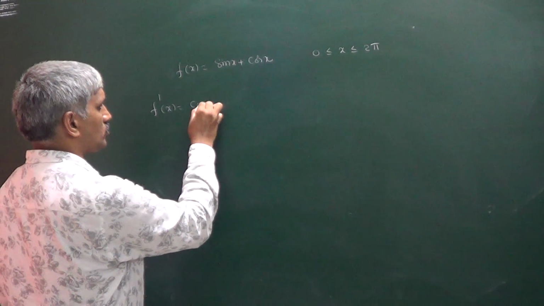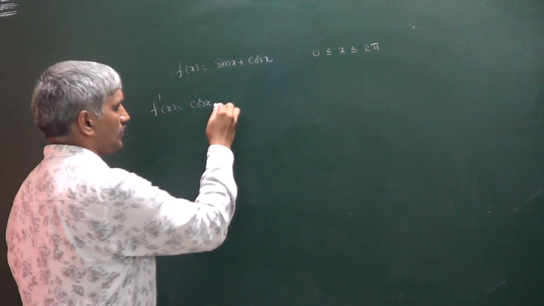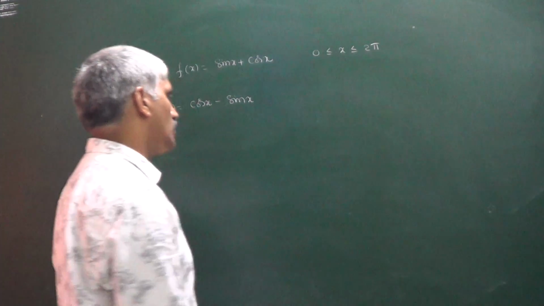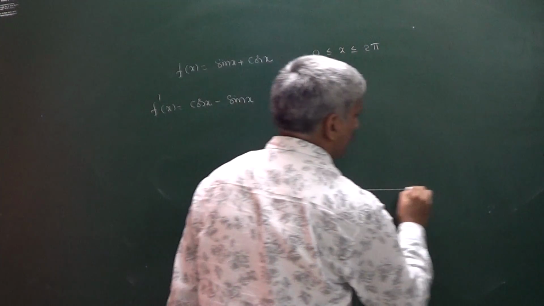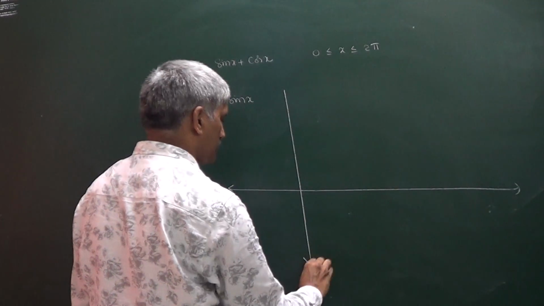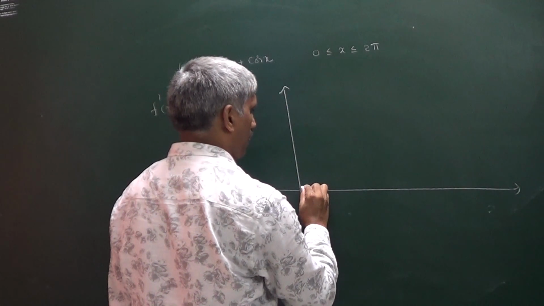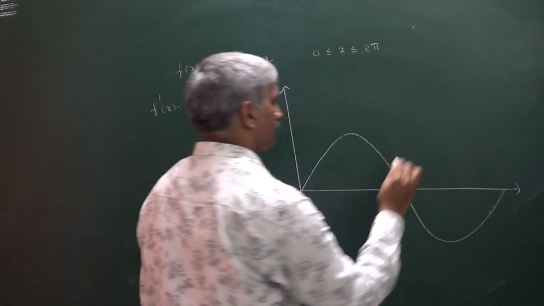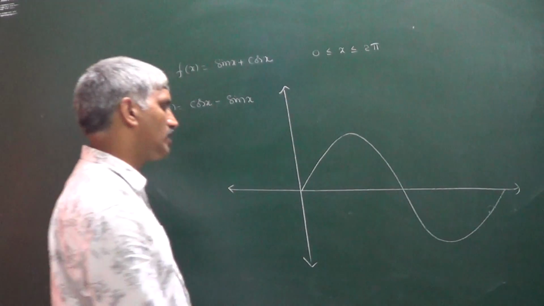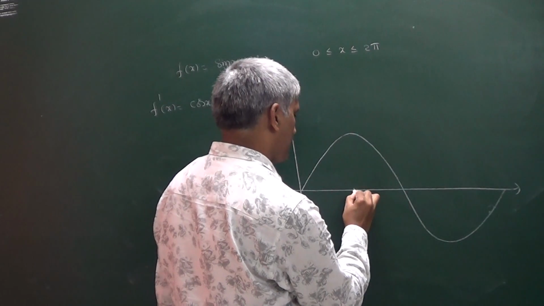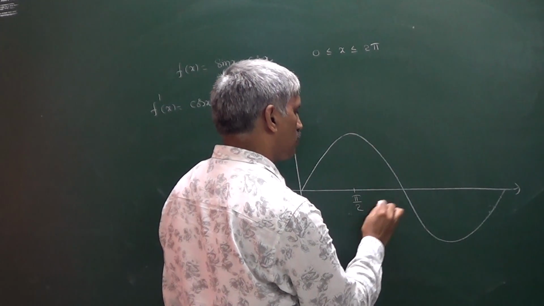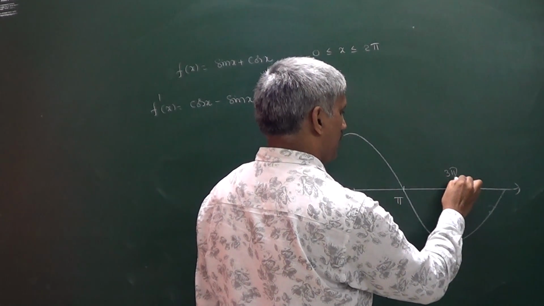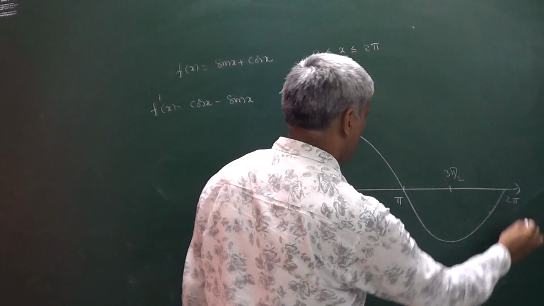f dash of x is equal to sin x differentiation, which is cos x, plus cos x differentiation, which is minus sin x. So f dash of x we got is cos x minus sin x. Now I am drawing the graph of sin x and cos x in the interval 0 to 2 pi. That is the graph of sin x in the interval 0 to 2 pi. This is 0 and here it is pi by 2, where you get the maximum value 1, and at pi it becomes 0, and this is 3 pi by 2, and finally at 2 pi again sin we got 0.